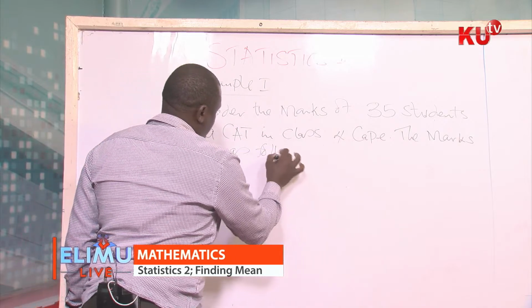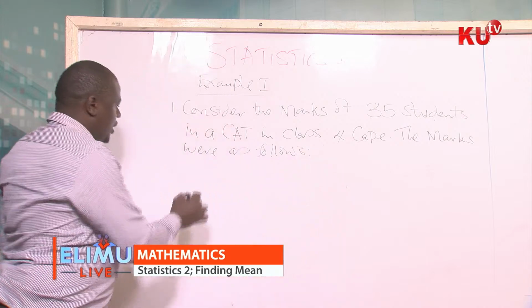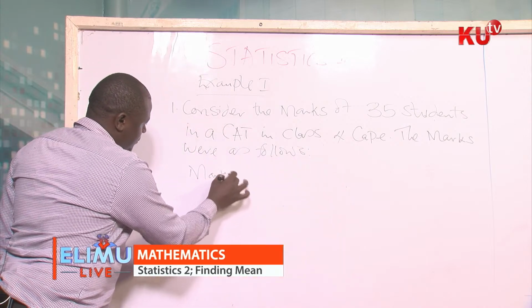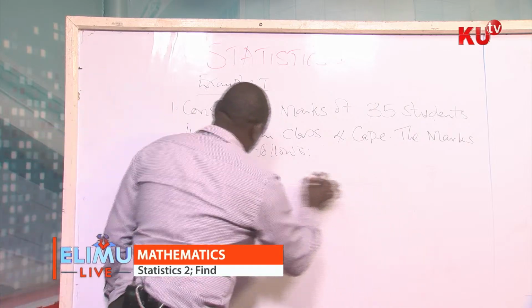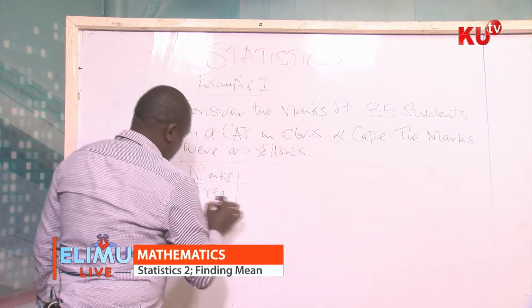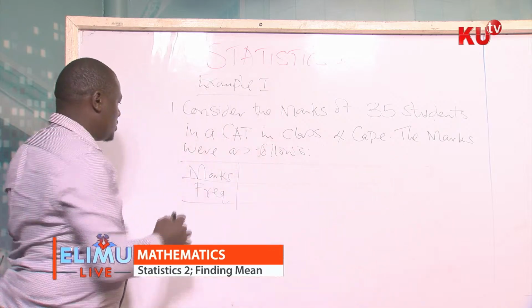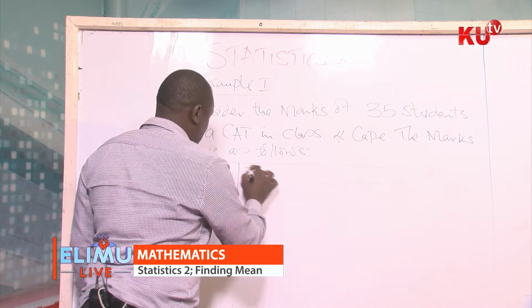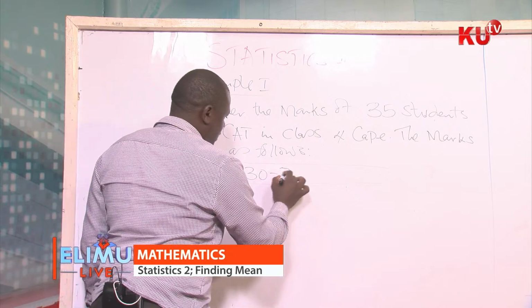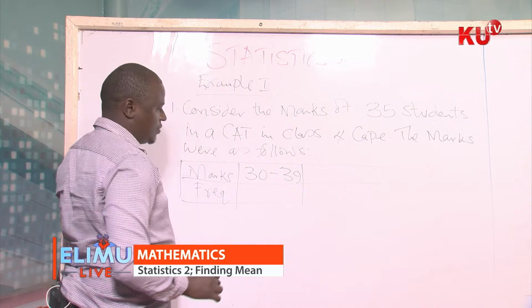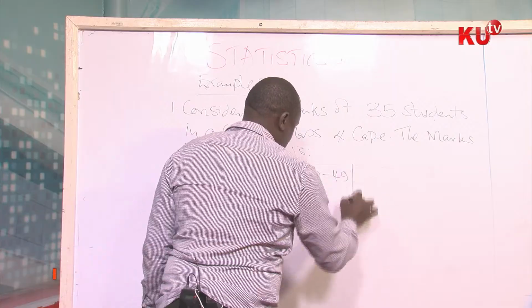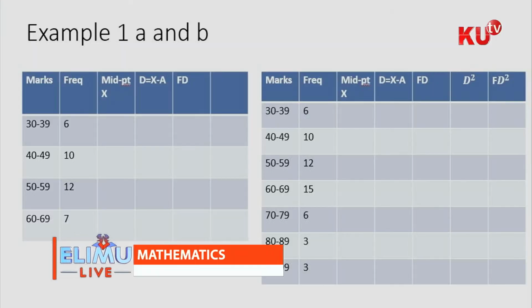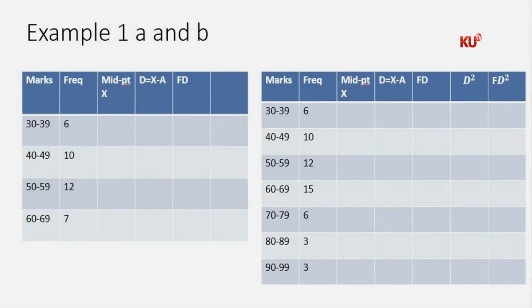As follows. Now we have marks and we have the frequency. These marks are grouped. This is what I meant by grouped. I'm just reminding ourselves. 30 to 39, how many students were there? 40 to 49, how many students? Thank you. It is already projected for us.